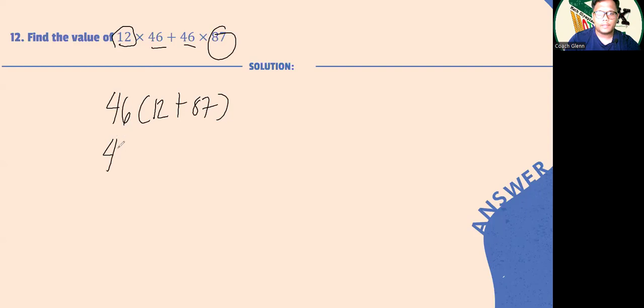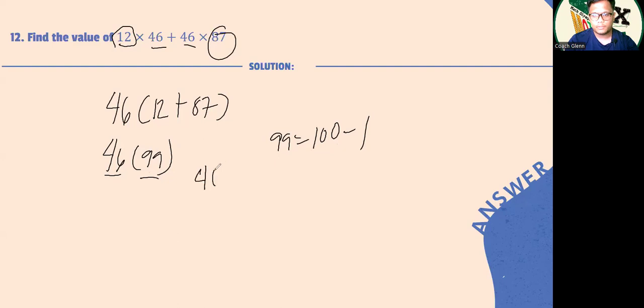12 plus 87 is equal to 99. So we need 46 times 99, which is the same concept as a while ago. 99 is equal to 100 minus 1. So first we solve for 46 times 100. We just add 2 zeros. And then 46 times 1 is just 46. So now we just subtract them.